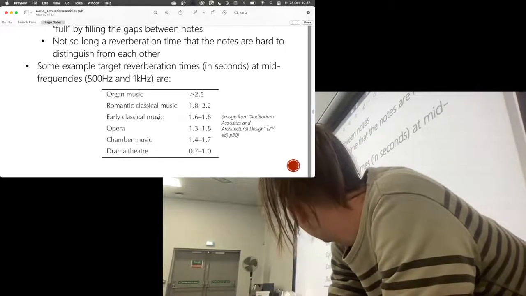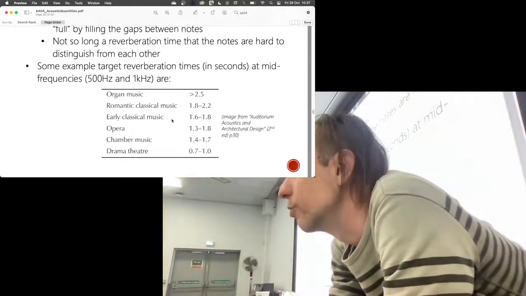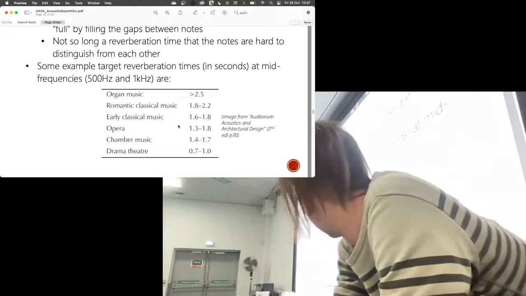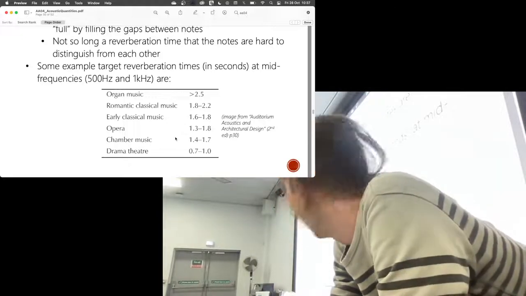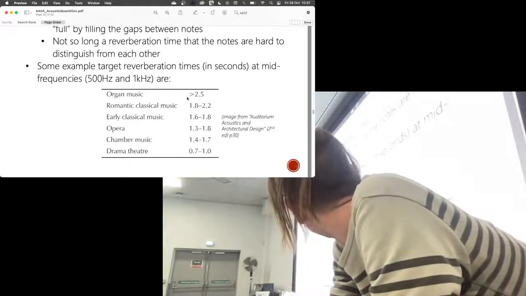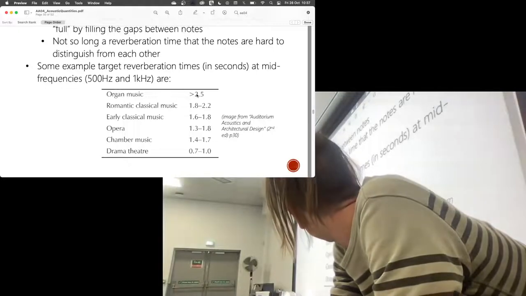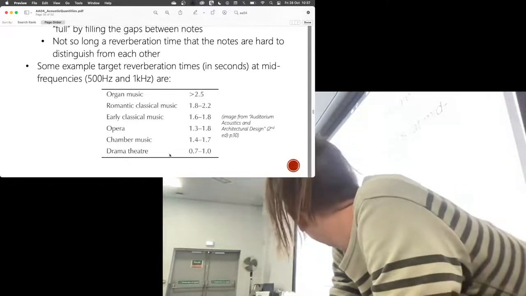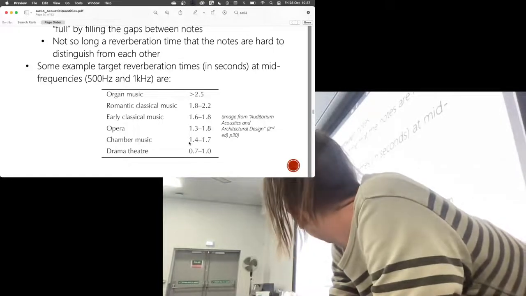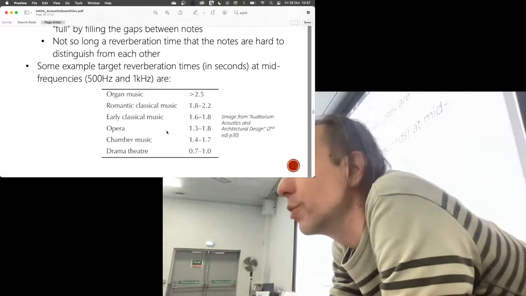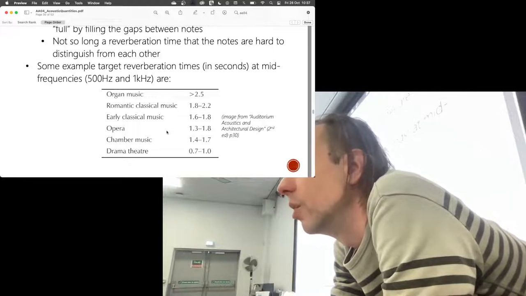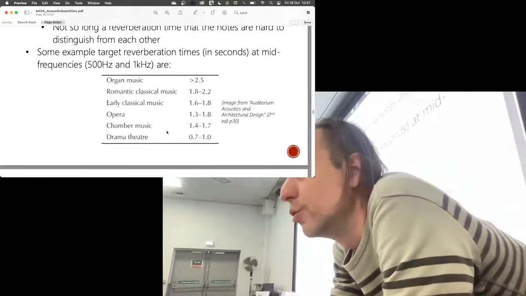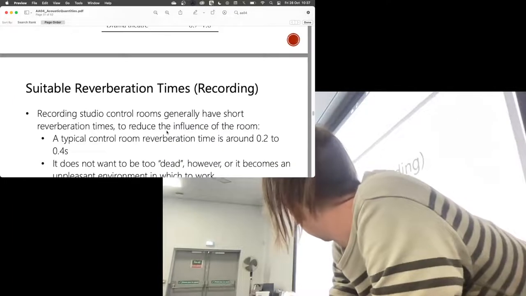And obviously this is all acoustical sound sources. If you have speakers in the room, it's a different business altogether. This is milliseconds? Excuse me? No, sorry, seconds. 2.5 seconds. So that's a proper cathedral. Drama theater, typically with control rooms, which clubs tend to try and achieve, you have like 0.1, 0.2, 0.3 seconds reverberation time.